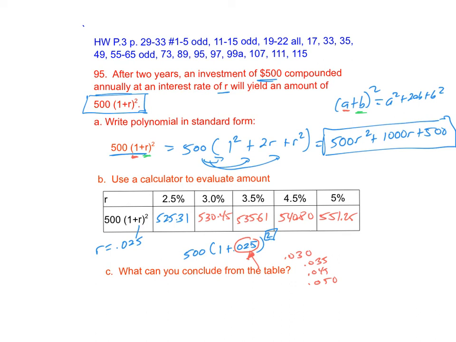And the last question, part C, says, what can you conclude from the table? So in looking at the table, what I conclude is the higher the interest rate, which is R, the more money you earn.